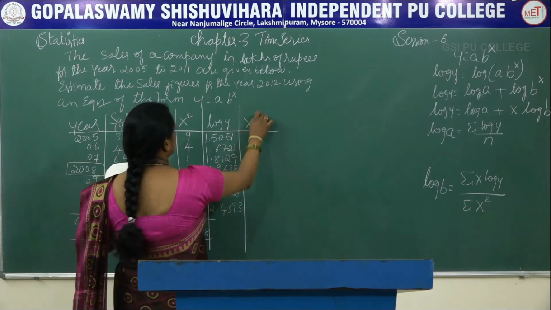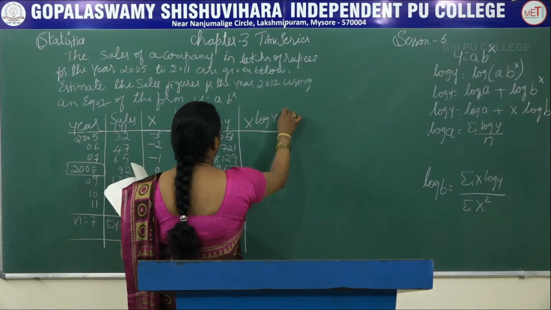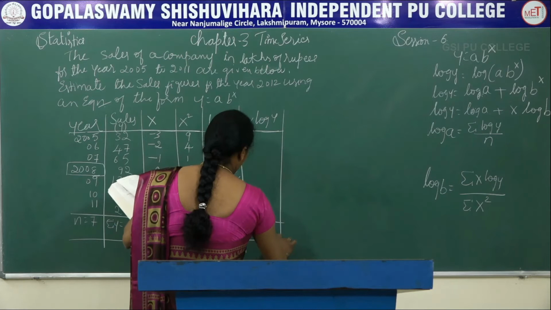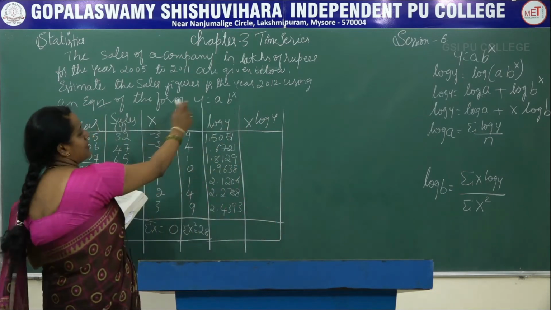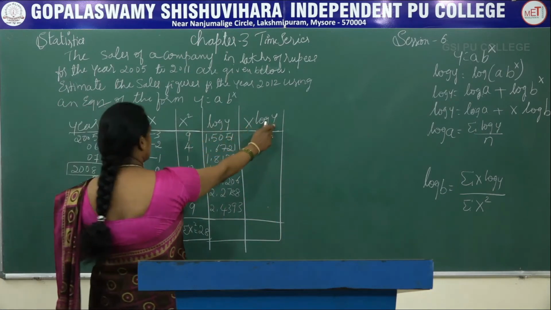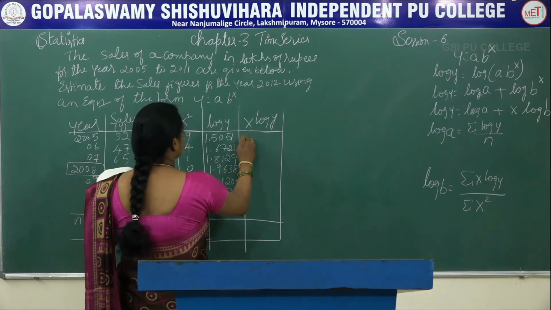And next is x into log y. This x column should be multiplied by log y column, so that you will get x into log y. So I will write the values for that.